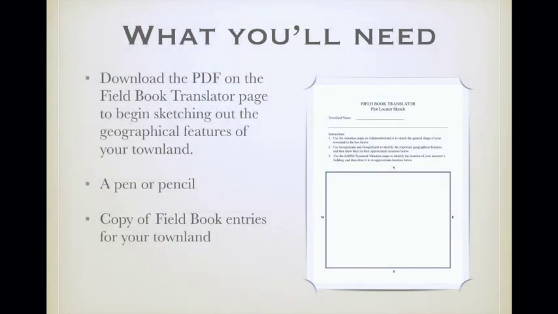Before you begin, there are a couple things you're going to want to have on hand. First, make sure to download the PDF located on the field book translator page in order to begin sketching the geographical features of your townland. To do that, you're also going to need a pen or pencil or something else to write with. And finally, you'll need a copy of the field book entries for your townland.